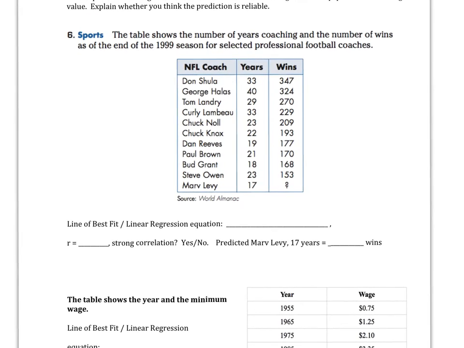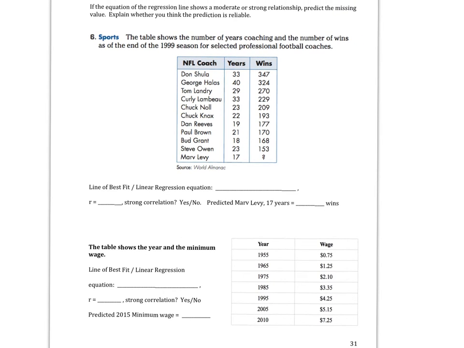we've got some NFL coaches, the years that they coached, and their amount of wins. What I want you guys to do is use this data, and I want you to go find these values. Let's get our Y equals MX plus B, our R equals, and then make a prediction. So let's go try this. Based on the instructions I gave you yesterday, here's your data.